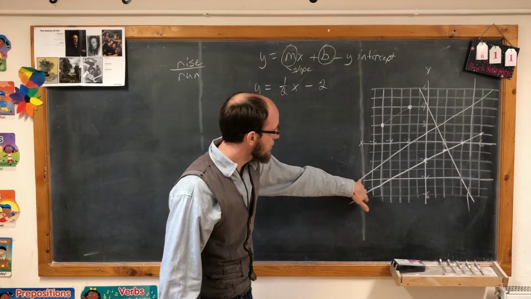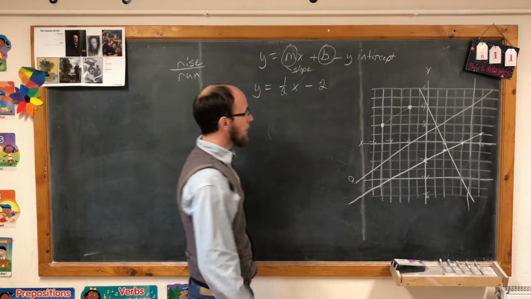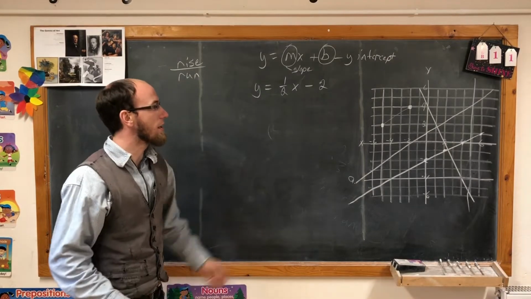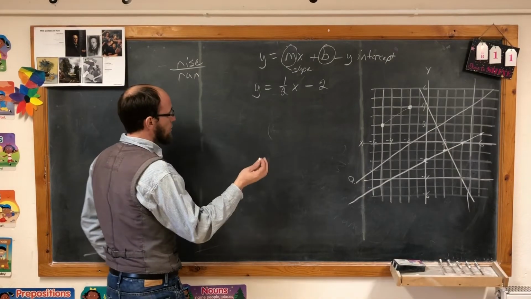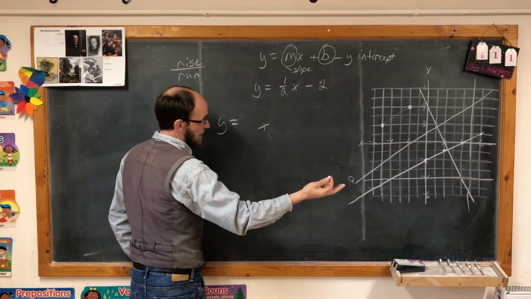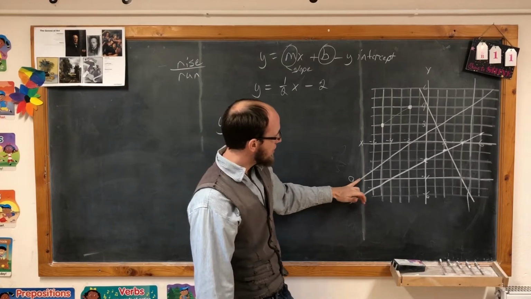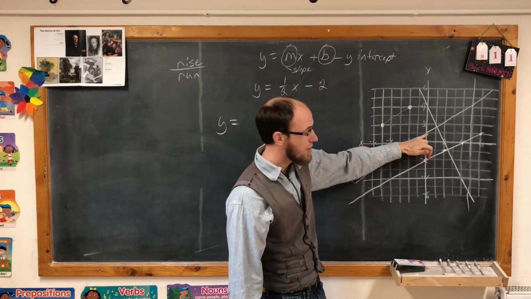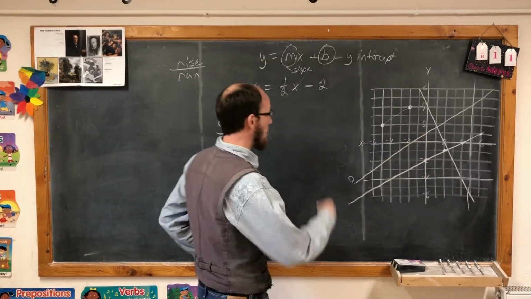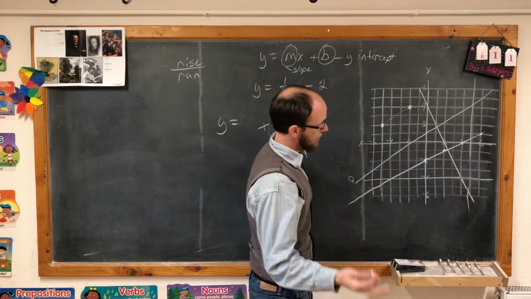Let's find what the equation of this line is. Now let's label it line A. What is the equation of line A? Well, we're shooting for y equals mx plus b. So let's fill in our b first. We see that this line crosses the y-axis here at 1. It's positive 1, so we go plus 1. Now, what is the rise and run of this line?